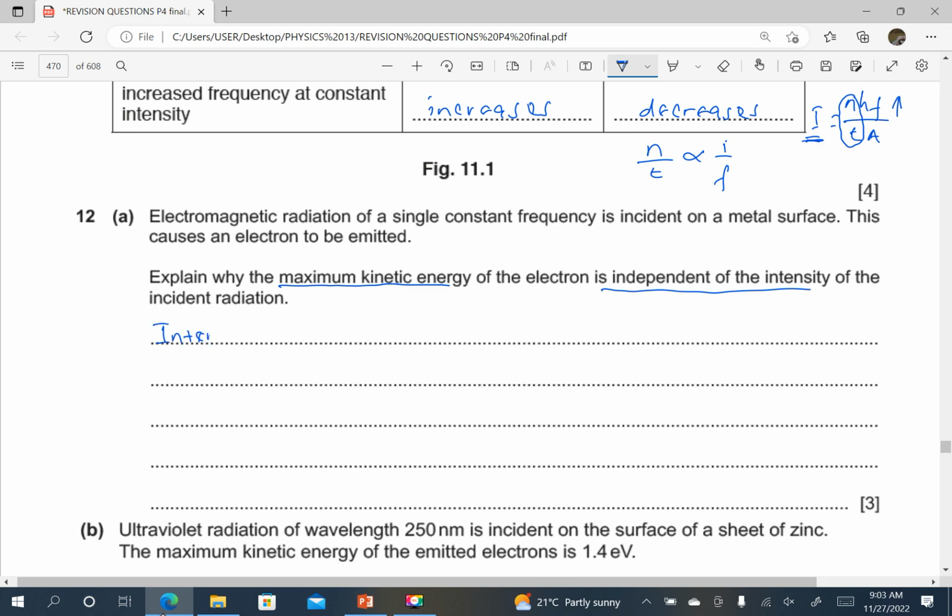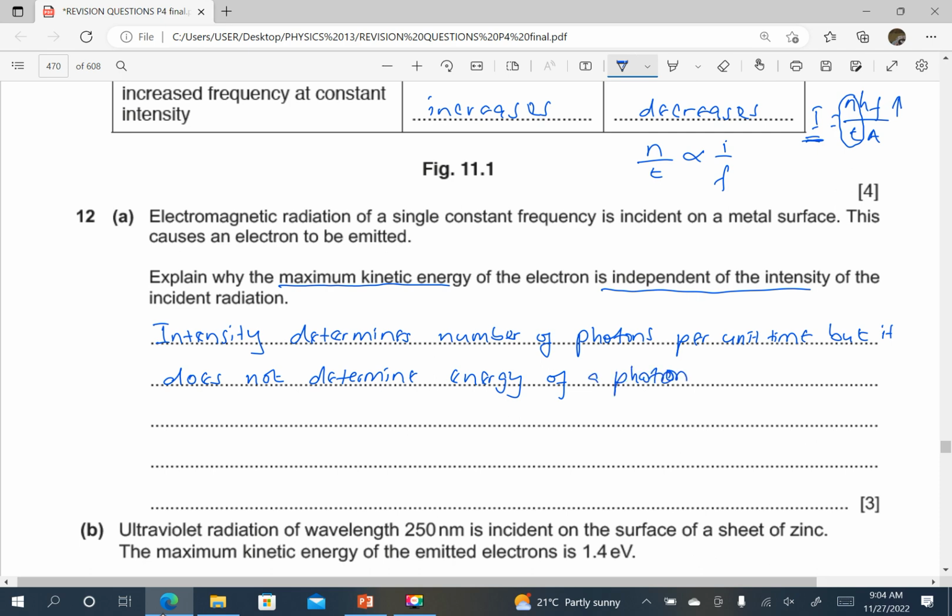Intensity determines the number of photons per unit time, but it does not determine the energy of a photon. So intensity does not determine the energy of a photon.